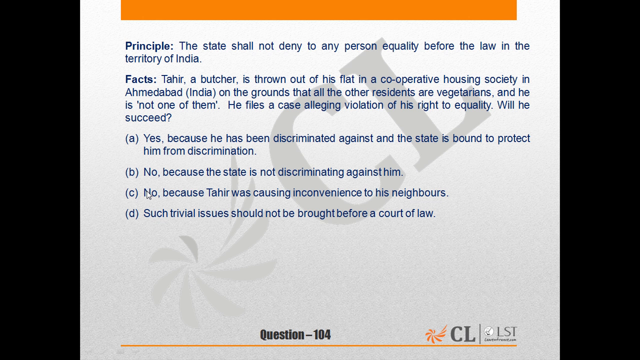Coming on to question 104. The state shall not deny to any person equality before the law in the territory of India. This was again a very simple question but just had a slight catch in it. The butcher who's been thrown out is staying in a cooperative housing society. Cooperative housing society is not a government or a state institution, and therefore on the grounds that the state shall not deny any person equality before the law, he would not be able to succeed.